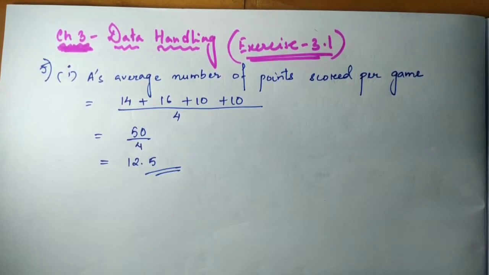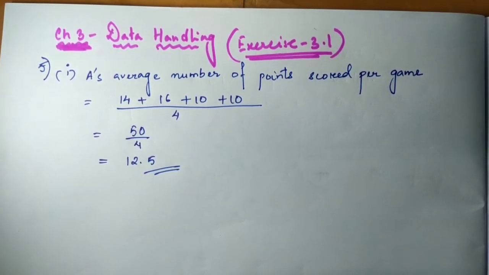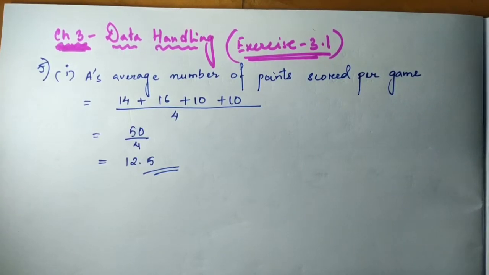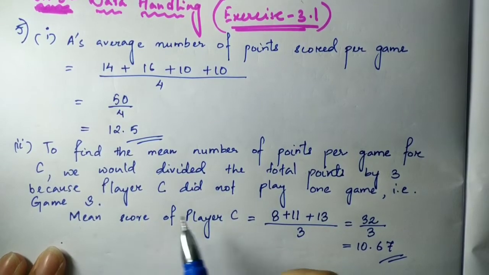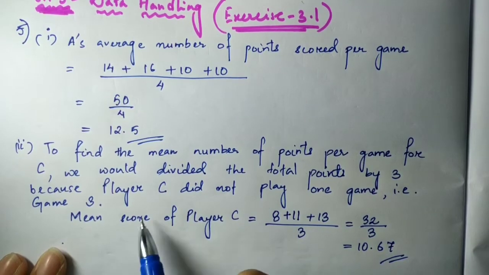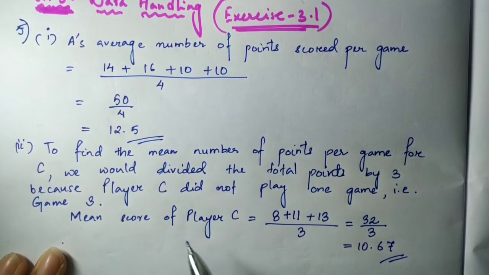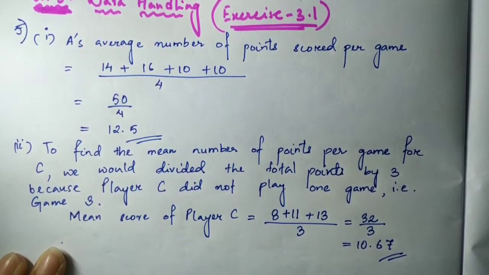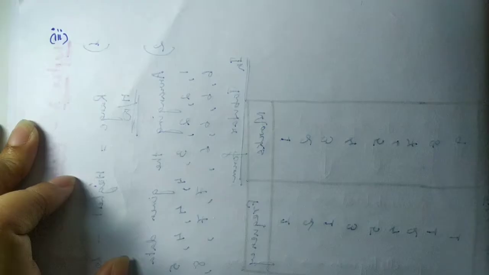Now when we have to find the average for C, we will add the scores and divide by 2 or 3 or 4? We'll obviously divide it by 3, because in game 3 the player did not score 0. The player did not even play the game, so we'll divide it by 3. Let's write down the answer in statement form. To find the mean number of points per game for C, we would divide the total points by 3, because player C did not play one game, that is game 3. And the mean score can be calculated in the same way, and we'll get the mean score of player C as 10.67. So let us move on to question number 3 now.